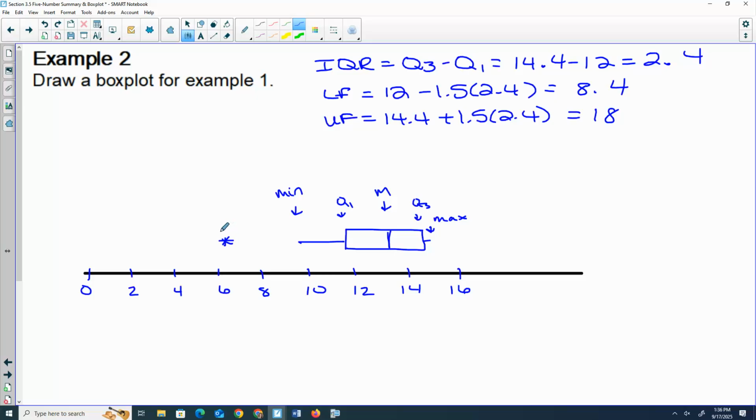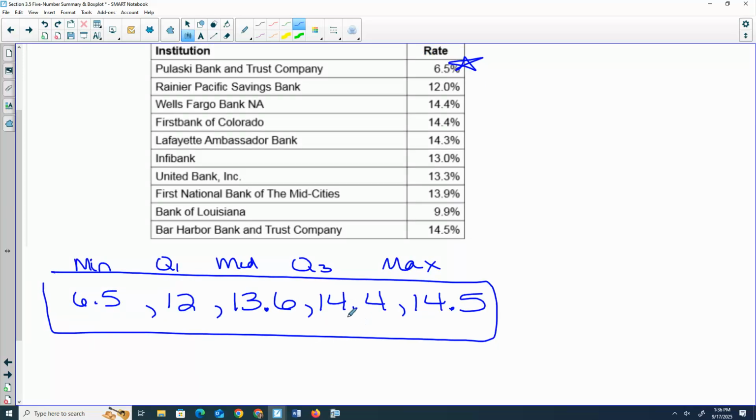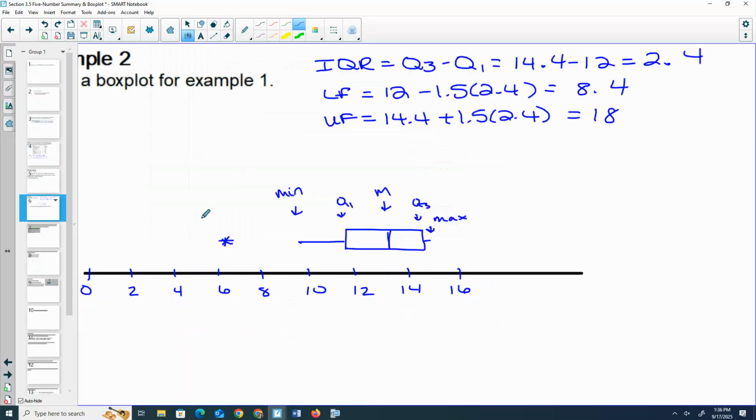All right, any questions there? Yes? Why was the line on the right shorter than that? Because it only goes up to the maximum value. Remember in our 5-number summary, quartile 3 ended at 14.4 and our max was just 14.5. I'm going to look at another example.